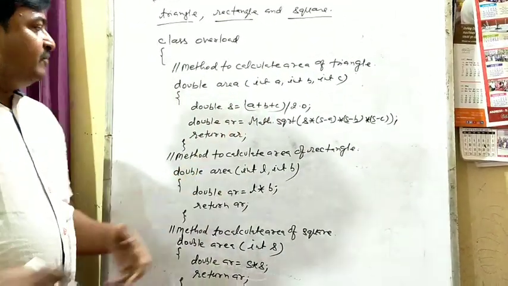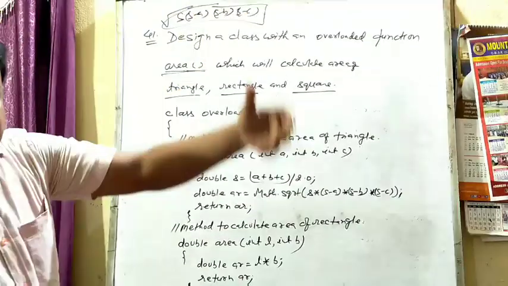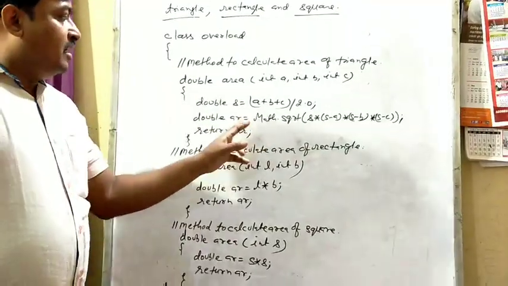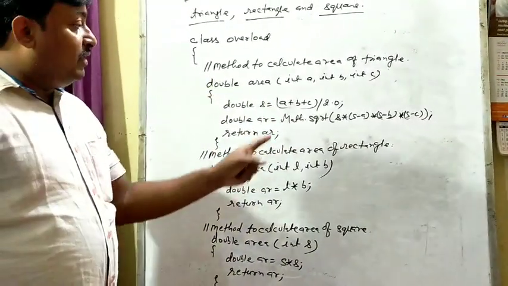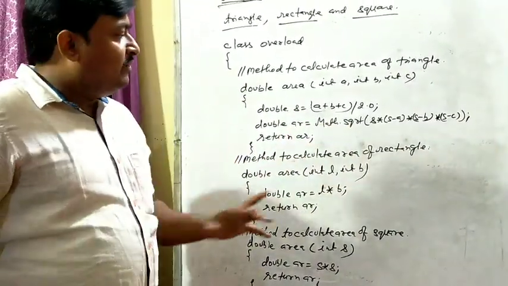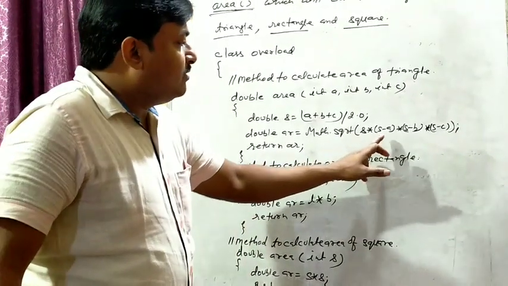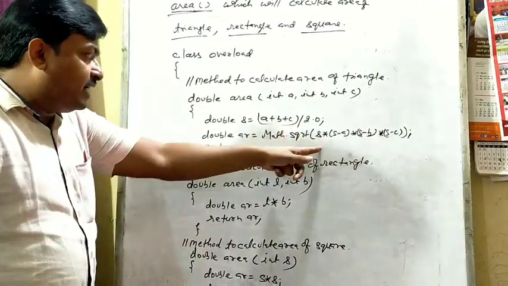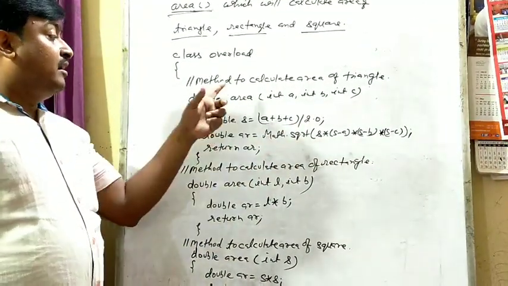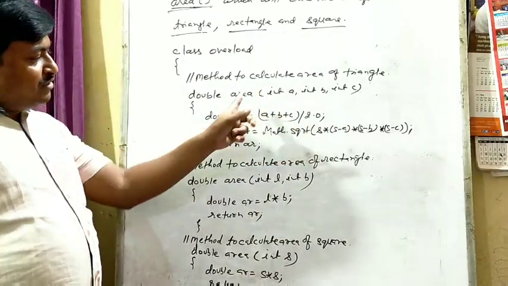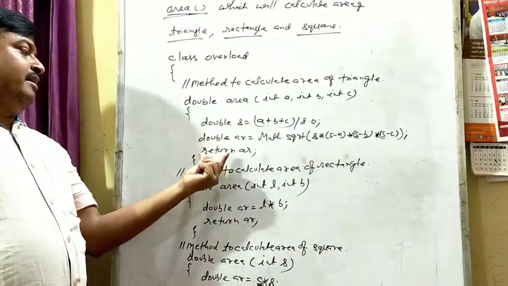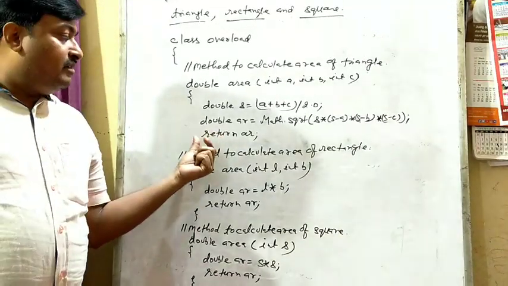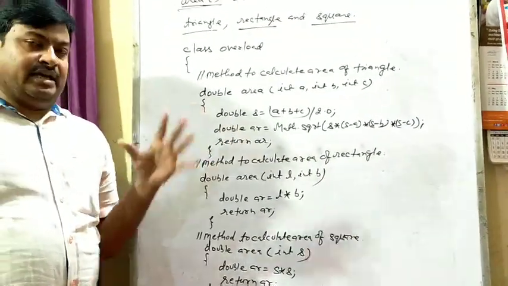We will calculate the area, because the formula of area is root under S into S minus A, S minus B and S minus C. For calculating square root, we have the function Math.sqrt. So Math.sqrt of S into S minus A, S minus B and S minus C. Using this formula, we can calculate the area of a triangle, and that area will be stored in a variable AR. We will return AR so that the calling function will get the value of AR.